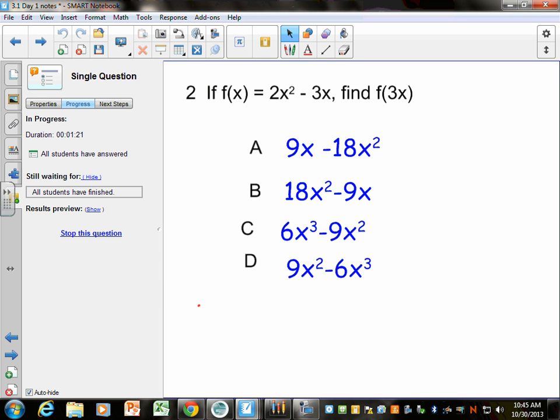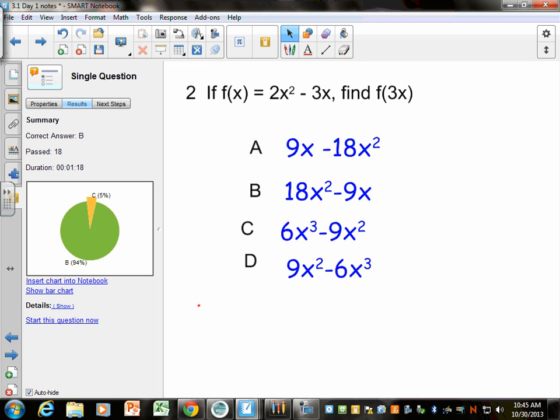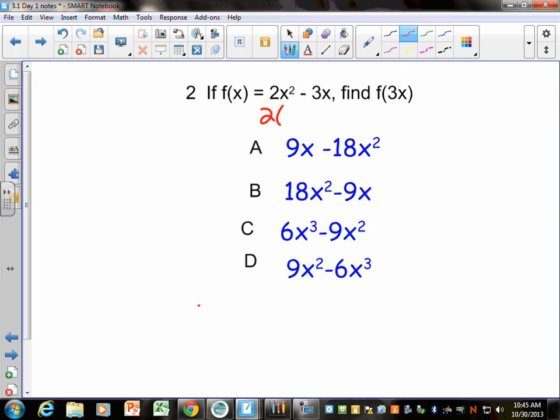All right. I tried to trick you on this one. Let's see what happens. B, I believe, is the right answer, because when you plug 3x in there, remember that you replace x completely with 3x. And order of operations, you have to take 3 squared first and then times 2. So that would be 2 times 9x squared, or 18x squared minus 9x. B is the right answer.